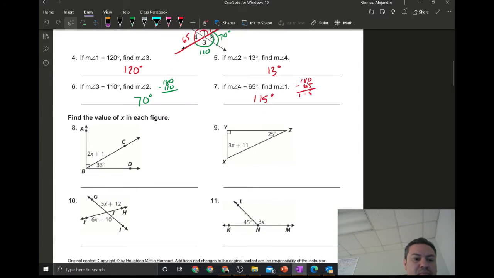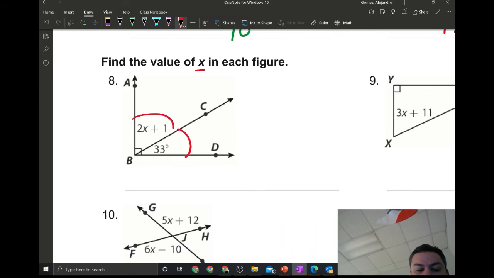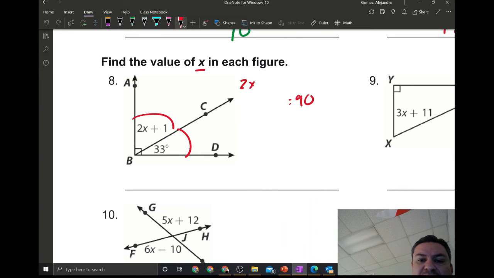For 8, we have complementary angles, so they have to add up to 90 degrees. However, in this one, we're looking for the value of x. So I know that this plus this should give me 90. So I'm going to write an equation. I can do 2x plus 1 plus 33 equals 90. When you add these two, you get 34. So 2x plus 34 equals 90.